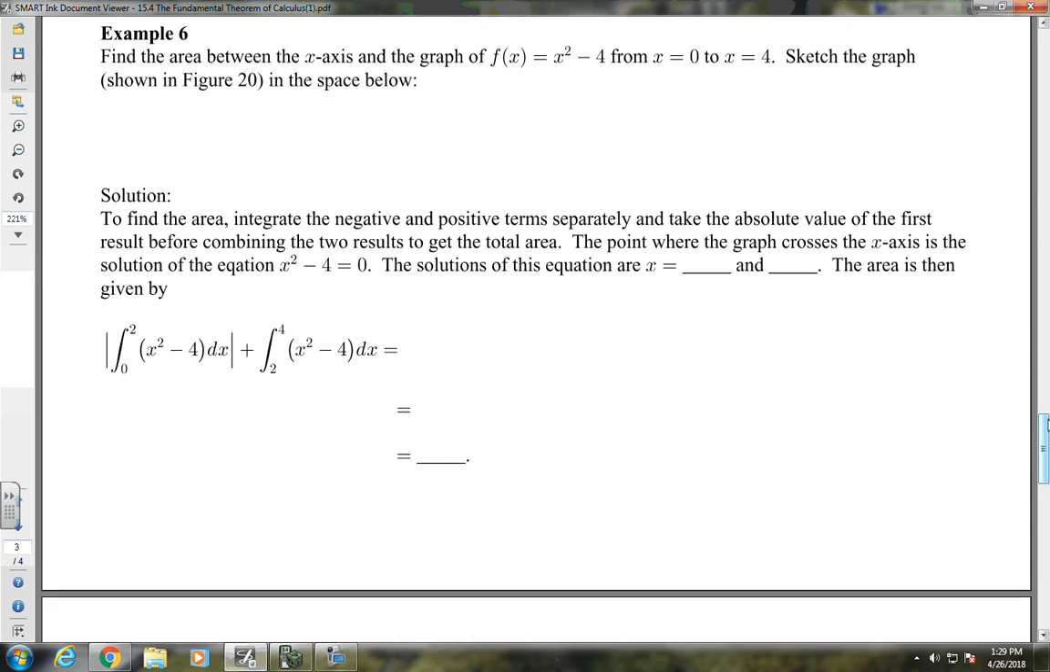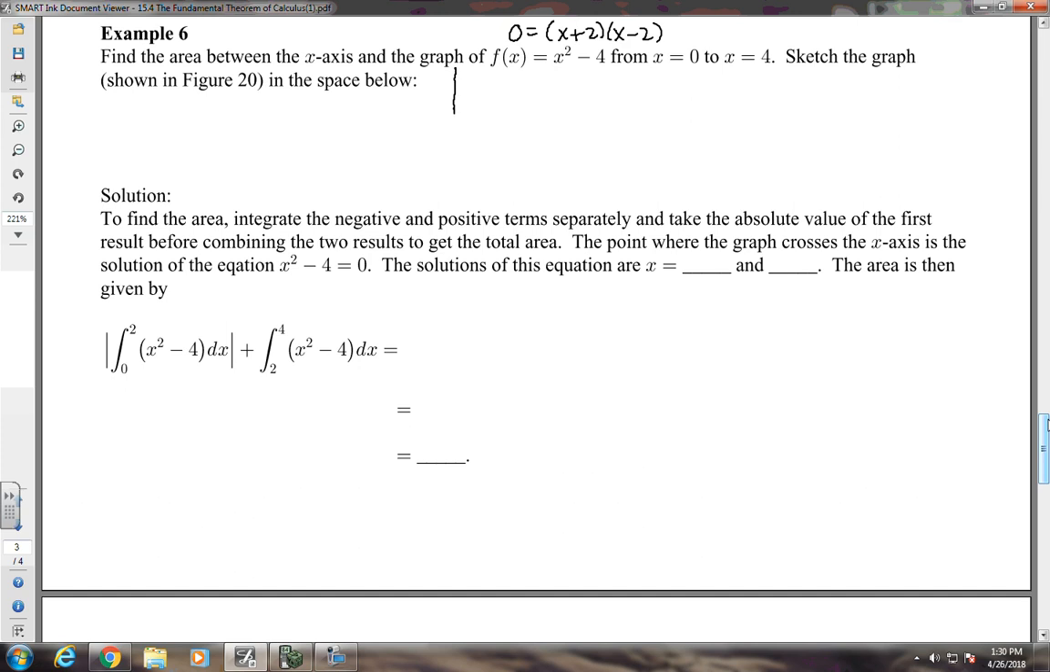Find the area between the x-axis and the graph of f of x equals x squared minus 4 from x equals 0 to x equals 4. Sketch the graph in the space below. So again, notice we're working with a parabola. Y equals x squared minus 4 is a parabola that opens up. If I want to make a quick and easy graph, I could sketch the x-intercepts. Notice we set y equal to 0, we factored it. The two roots of that equation are negative 2 and positive 2.